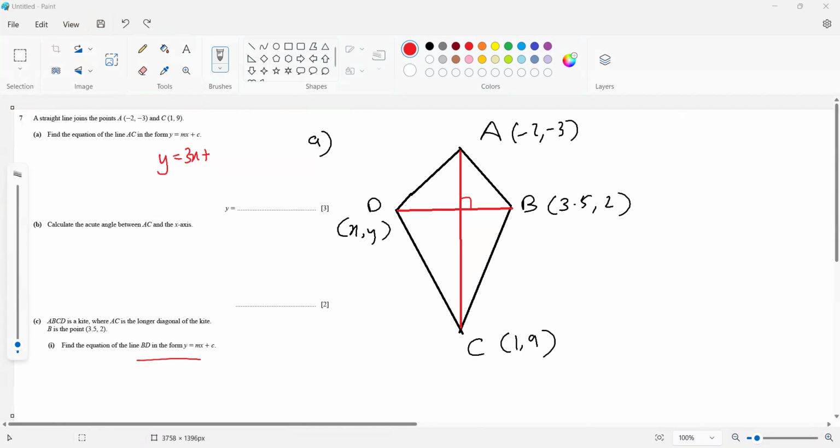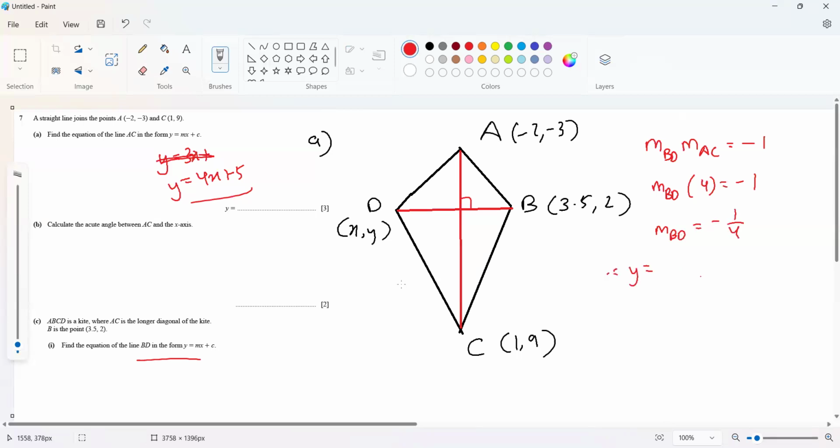Sorry, y equals 4x plus 5. So y equals 4x plus 5. Now, since this is y equals 4x plus 5 previously, we know that we can infer that m_BD times m_AC is equal to -1. So to find m_BD, m_BD times 4 equals -1. Therefore, m_BD equals -1 over 4.